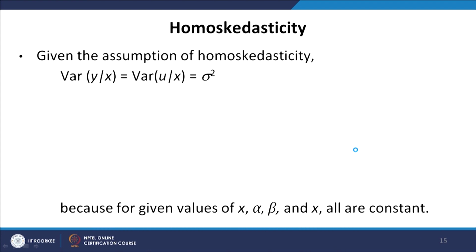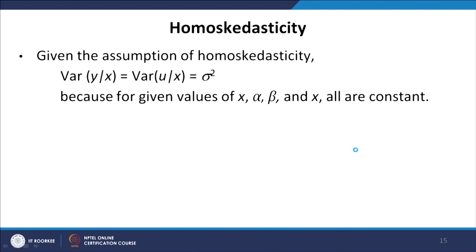Now, given the assumption of homoskedasticity, variance of y given x is equal to variance of u given x, equal to sigma square, because for given values of x, alpha, beta and x all are constant. So, my original y is alpha plus beta x plus u. When I am considering variance of y conditional upon x, it implies that for given values of x, I am trying to find out the variance of y. In that case, my variance of alpha plus beta x would actually be 0, because they are no more random variables, they are not varying at all. So, their variance is 0.